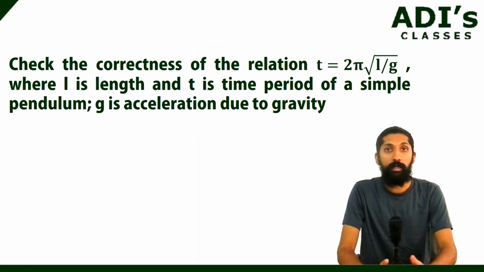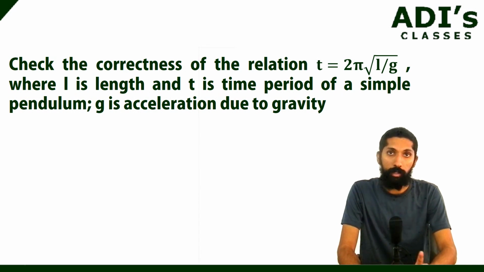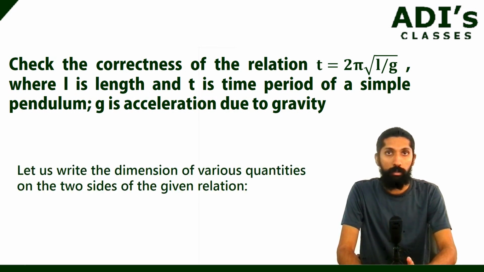Now, let's take a very simple example. We are trying to calculate the time period of a simple pendulum. Look at the formula: T is equal to 2 pi root L divided by g. Here, L is the length of the pendulum, T is the time period of the pendulum, and g is the acceleration due to gravity. T equals 2 pi root L by g. Now, let's do it dimensionally.